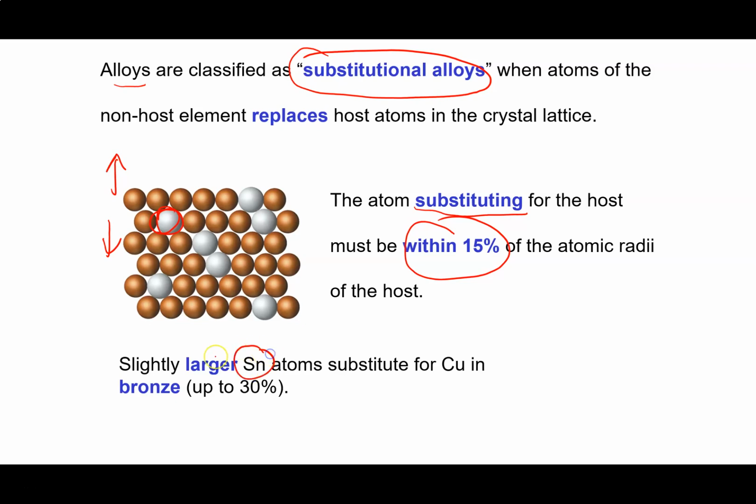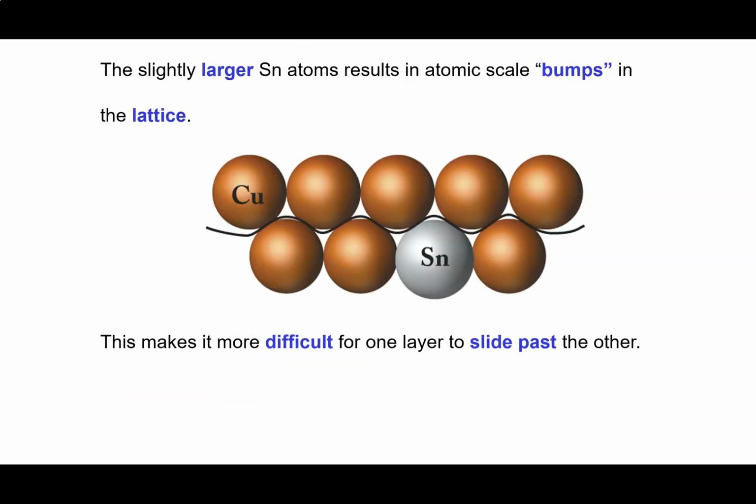Tin's a little bit bigger than copper, and it turns out that you can put up to about 30% tin into copper without too much fuss. So why does adding the tin make the bronze so much harder than pure copper? What's going on there? What happens is the slightly larger tin atoms result in little bumps in the layer here.